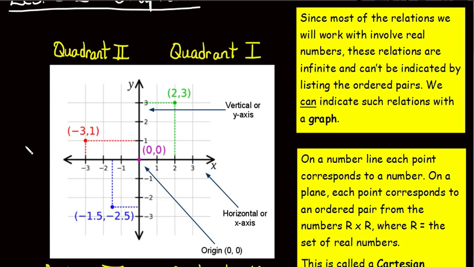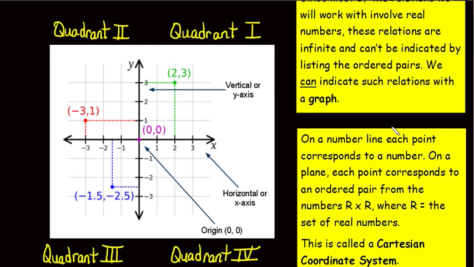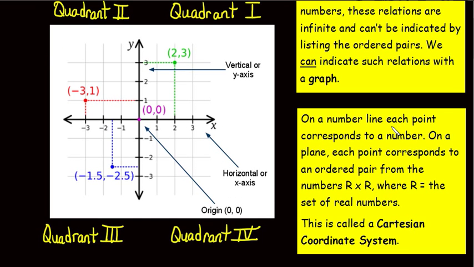And this is why we use them, because over here I wrote, since most of the relations that we will work with involve real numbers, these relations are infinite. I mean, there could be too numerous to count. And they can't be indicated by listing all of the ordered pairs. You just can't do it. But you can indicate these relations on a graph, because on a number line, each point corresponds to a number.